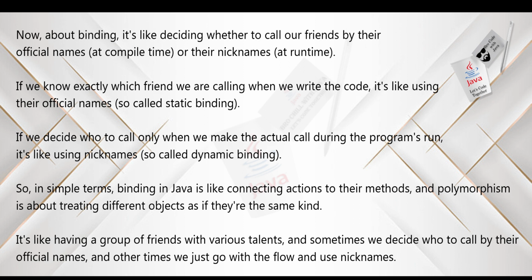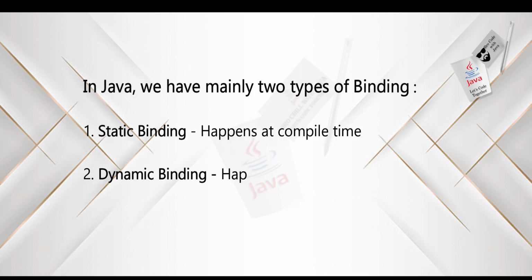So, in simple terms, binding in Java is like connecting actions to their methods, and polymorphism is about treating different objects as if they're the same kind. It's like having a group of friends with various talents, and sometimes we decide who to call by their official names, and other times we just go with the flow and use nicknames. In Java, we have mainly two types of binding: 1. Static binding. 2. Dynamic binding.